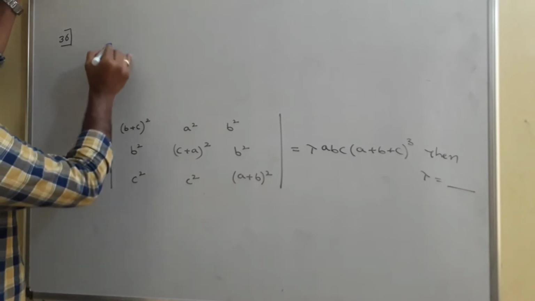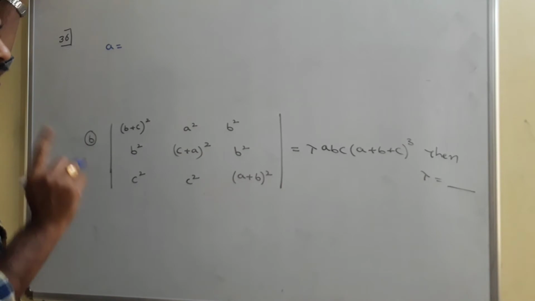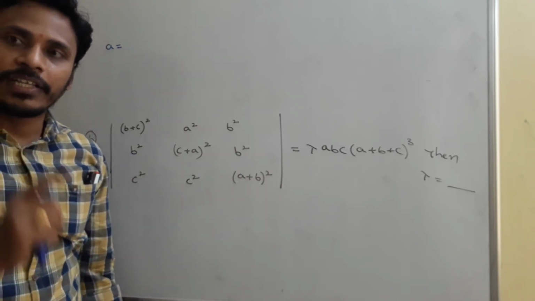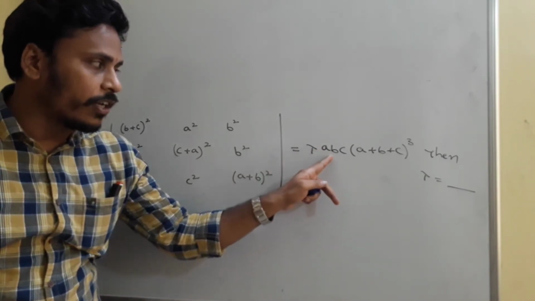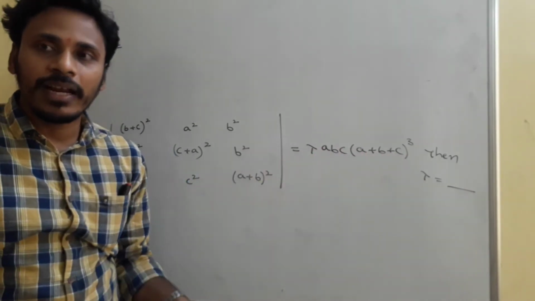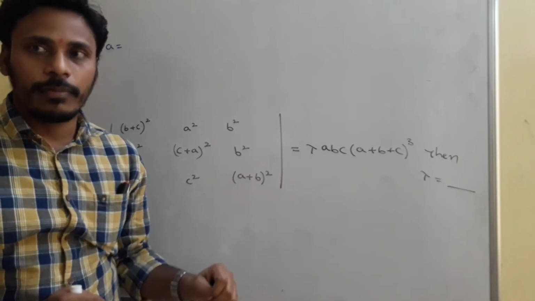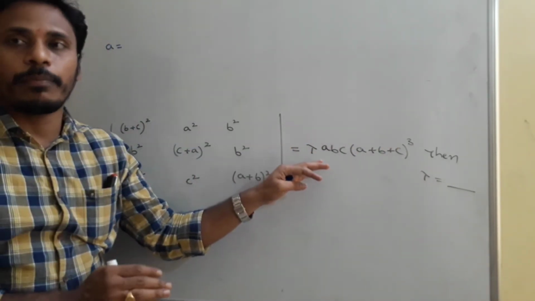So for my comfort, if I took a is equal to 0, what will happen? If any one of the values a, b or c is 0, then this product is 0, everything is 0, and lambda easily gets eliminated. If lambda gets eliminated, then we can't find lambda.